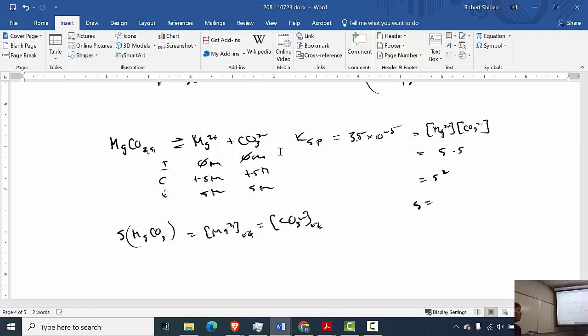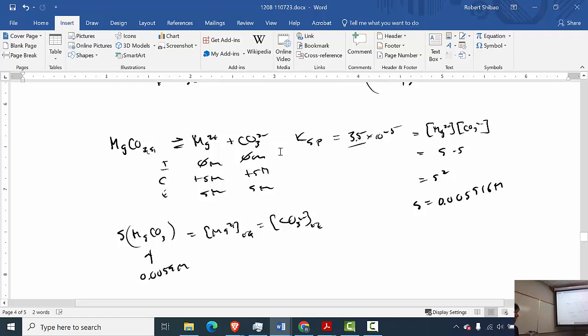And so we can calculate what S is here. S is going to be the square root of 3.5 times 10 to the minus 5. Let's go ahead and do that. 3.5 times 10 to the minus 5. Square root of that. And the solubility is going to be equal to 0.005916 molar. And then we're allowed 2 sig figs here. And so this is going to be the solubility of this. We can dissolve 0.0059 moles per liter.